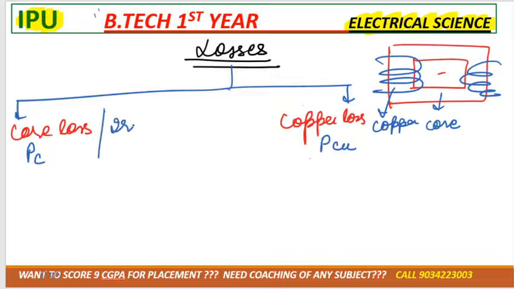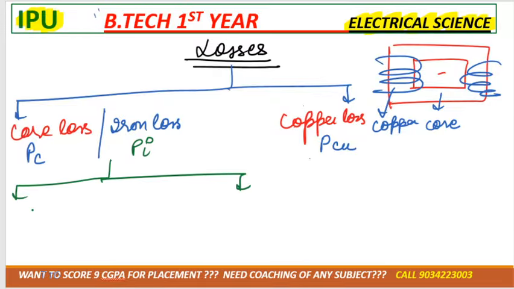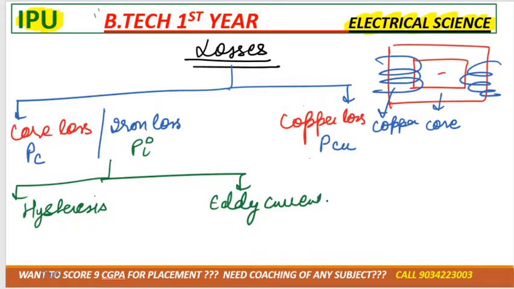Core loss, or we can say iron loss also, because the material which we are using is iron, is denoted by Pi. Core loss or iron loss is further divided into two losses. One is the hysteresis loss and another one is the eddy current loss. Okay, do you remember the hysteresis loss that you must have studied in class 12th also? Hysteresis loop, you remember?